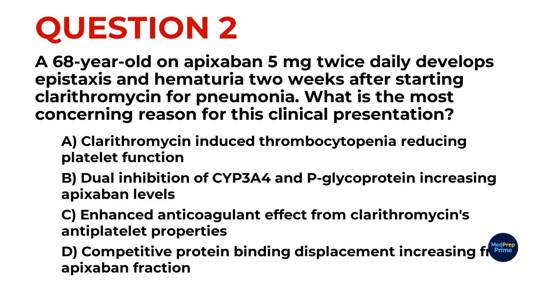A 68-year-old on apixaban 5 mg twice daily develops epistaxis and hematuria 2 weeks after starting clarithromycin for pneumonia. What is the most concerning reason for this clinical presentation? Option A, clarithromycin-induced thrombocytopenia, reducing platelet function. Option B, dual inhibition of CYP3A4 and P-glycoprotein, increasing apixaban levels. Option C, enhanced anticoagulant effect from clarithromycin's antiplatelet properties. Option D, competitive protein binding displacement, increasing free apixaban fraction.